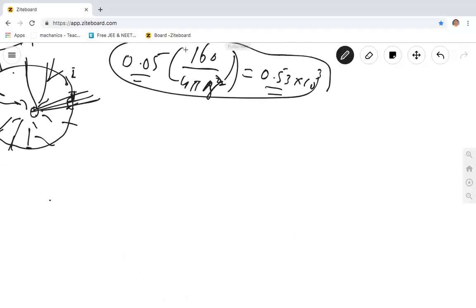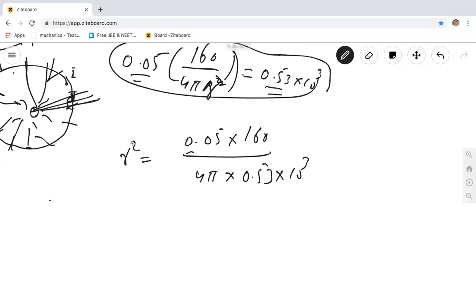This is the intensity at R. But what percentage of this intensity will survive at this distance? He says only 5%. So R squared is equal to 0.05 into 160 divided by 4 pi into 0.53 into 10 raised to power 3. Take the square root. If you calculate this, you'll get the answer.